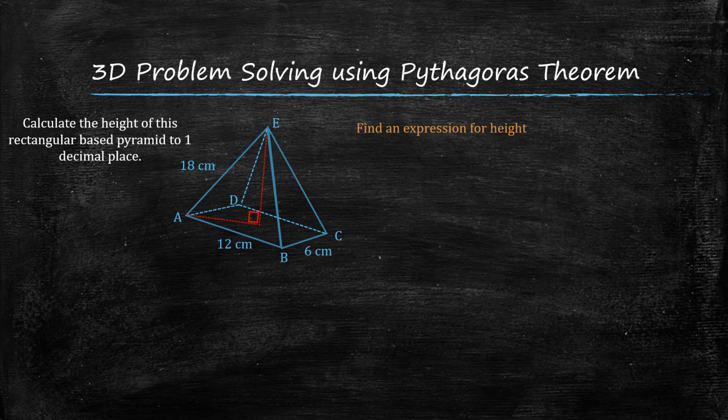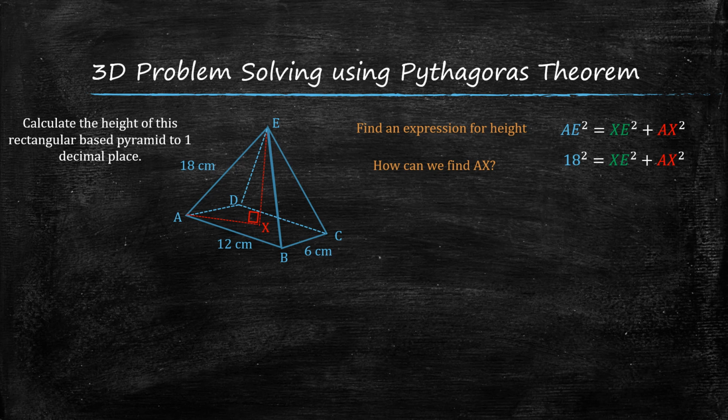So we need to find an expression for the height. What will help here is if we mark a point for the base of the height. Let's call that X. As we can see, we have a right angled triangle with AE as the hypotenuse. So the expression for the height could be AE squared equals XE squared plus AX squared. Now we know AE, so that's 18 squared equals XE squared plus AX squared. So if we can find the length of AX, we can use Pythagoras theorem, rearrange this equation, and work out the height XE. Okay, so how can we find AX?